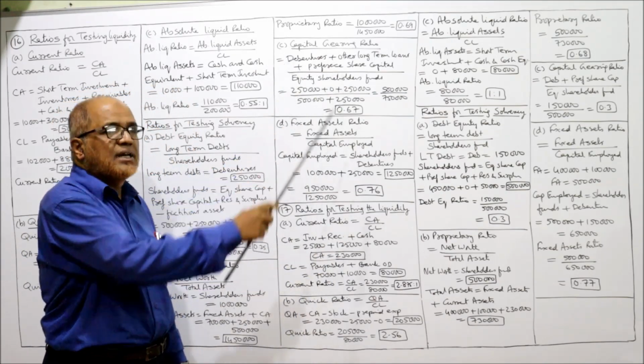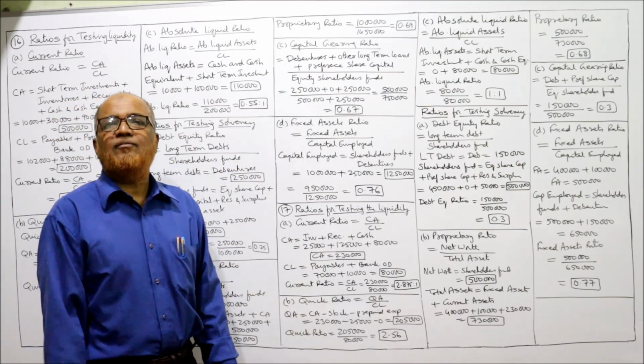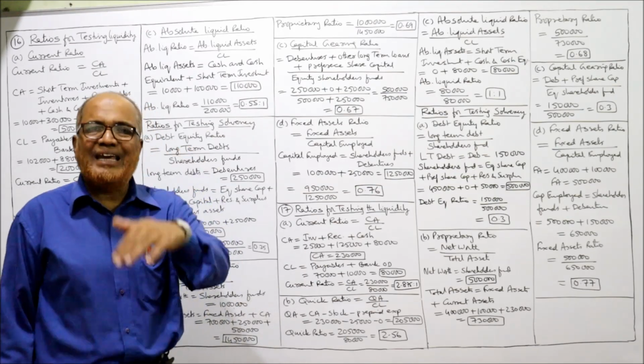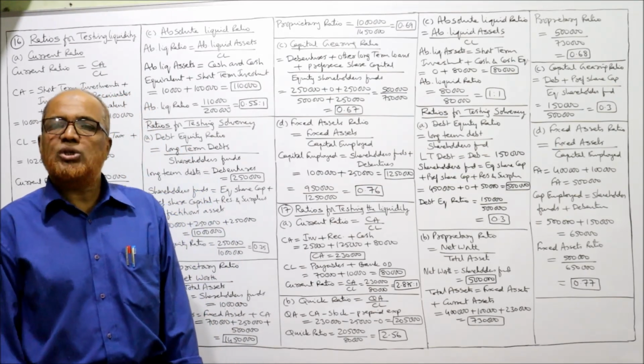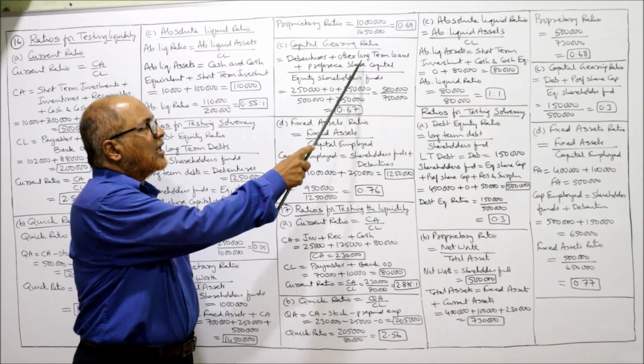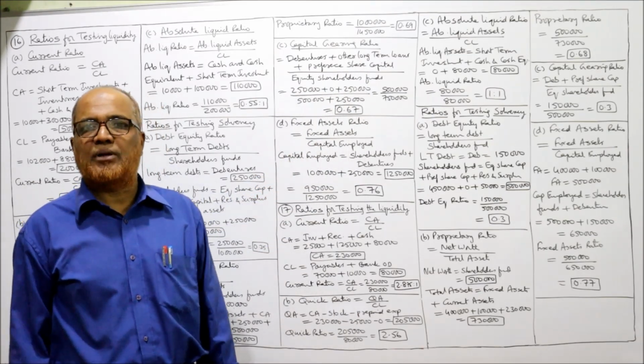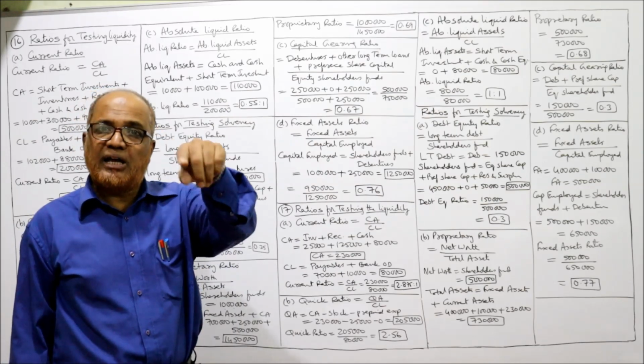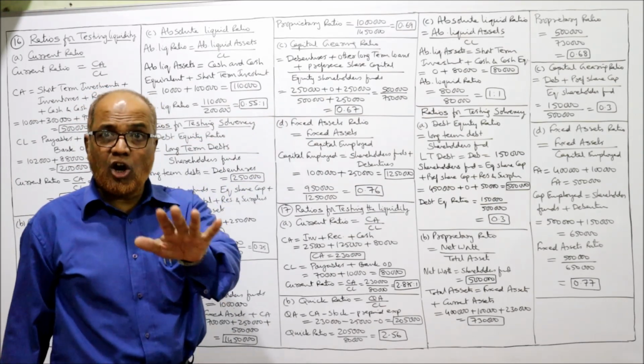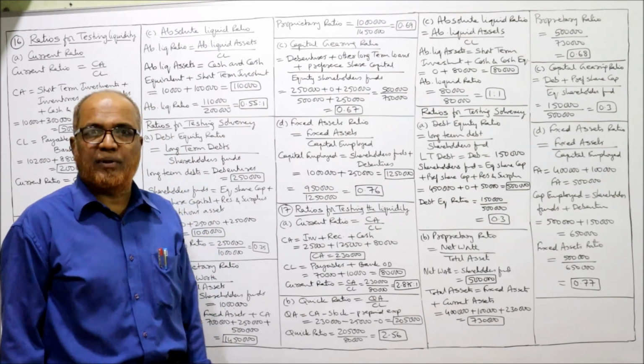Next one is the capital gearing ratio: funds bearing fixed interest and fixed dividend divided by equity shareholders fund. The formula is debentures plus other long-term loans plus preference capital, divided by equity shareholders fund. The preference capital should be taken in the numerator. The denominator will take only equity, no preference.